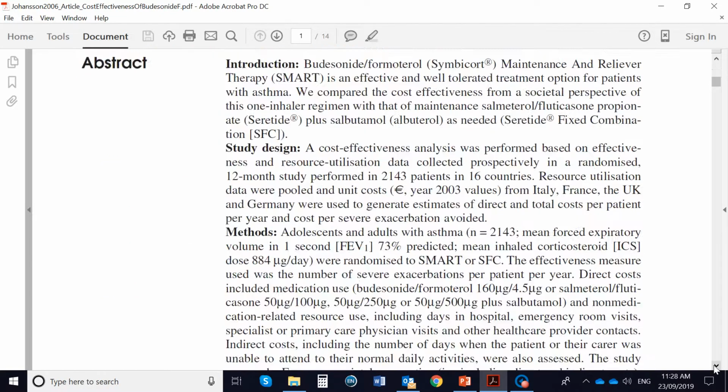So as you can see, it's about the cost effectiveness of two regimens. One is the SMART or MART regimen, where we use the same inhaler as preventer as well as reliever. It means you can use the same inhaler for your emergency shortness of breath as well as your maintenance treatment for asthma, while the other one is Seretide, where you use Seretide as a long-acting maintenance treatment, and you use salbutamol or Ventolin as and when needed.